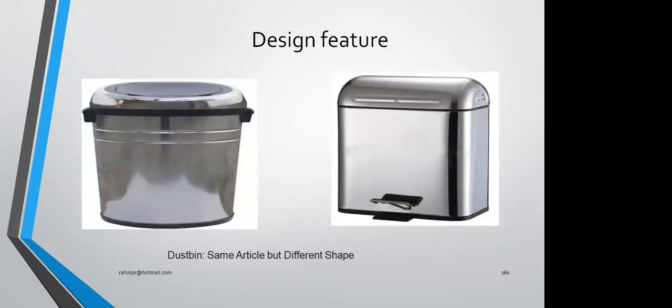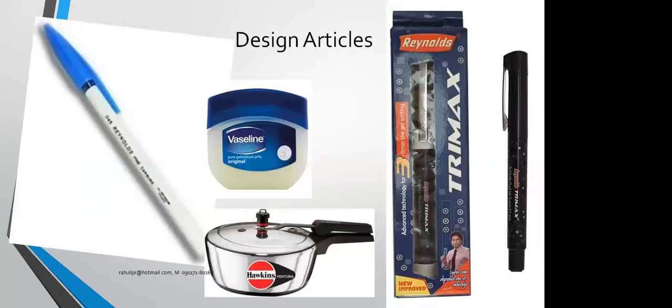What is the criteria of design feature? The design must be new and original. The purpose of the design may be the same, but if the article has a different look and shape, you can protect it with the help of industrial design. This also is an example of the industrial design. This is a copy of the certificate for the industrial design.